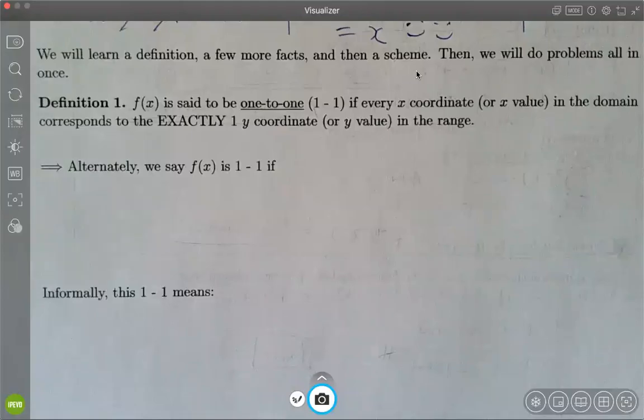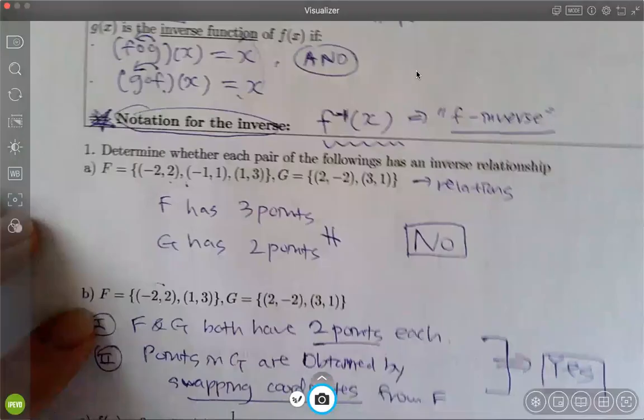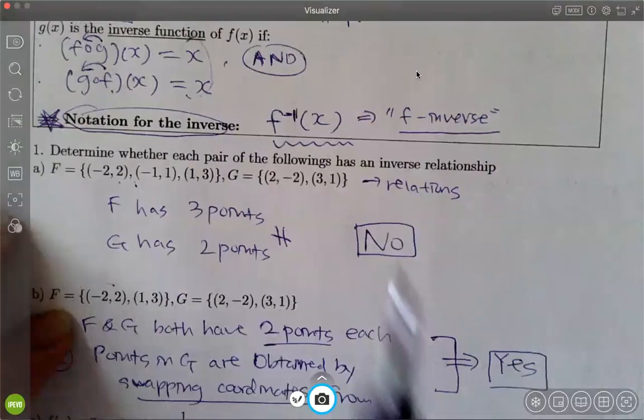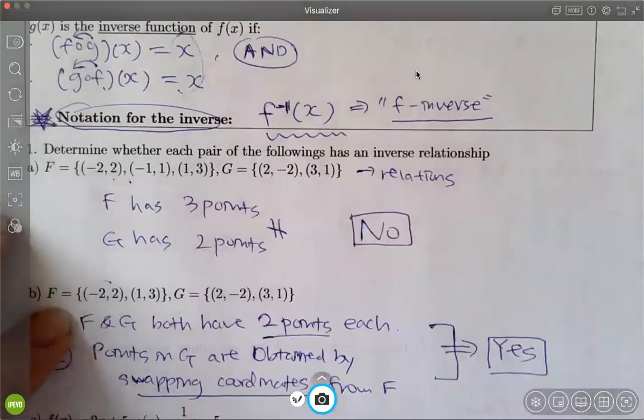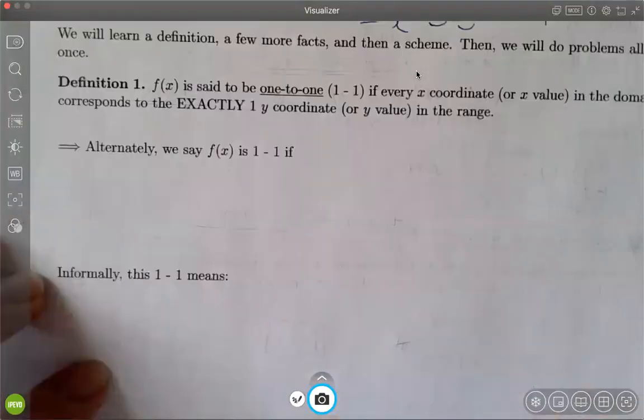Okay, so last time we briefly started chapter 4, which was about the inverse. Remember there was this special notation for the inverse, which is this one. Now the next definition is about the one-to-one.